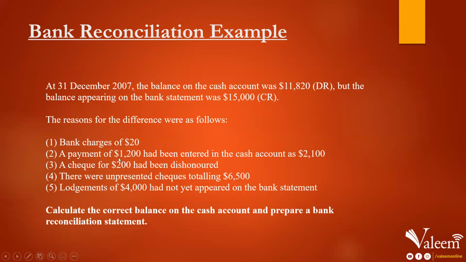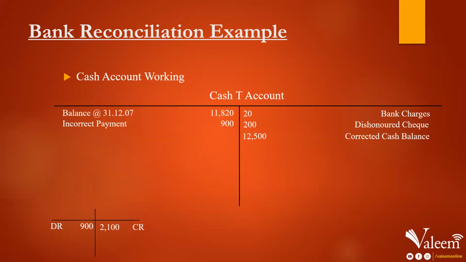The next thing was 1,200 had been entered in the cash account as 2,100. So originally, a payment had been entered for 2,100. However, now we need to reduce this payment to 1,200. The difference between 2,100 and 1,200 is 900. To make this 2,100 go back to 1,200, we need to reduce this by 900. And the way to reduce a credit balance is to enter a debit balance. So a debit balance of 900 will be entered here as an incorrect payment.